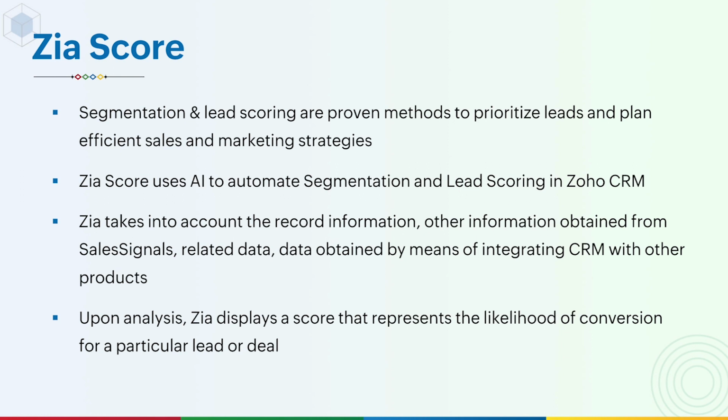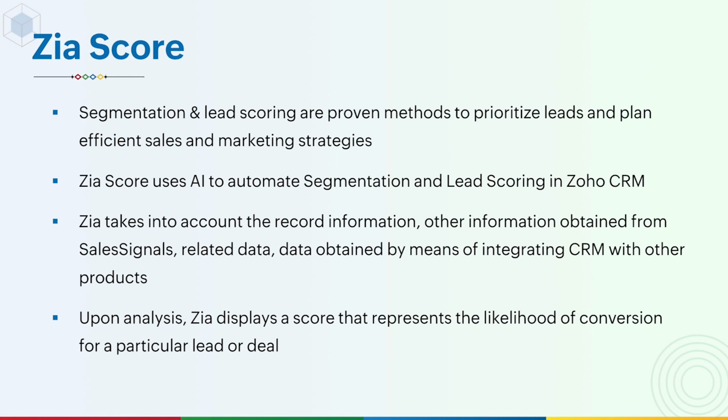Zia analyzes all this information to arrive at a score that represents the likelihood of conversion for a particular lead or deal, making it easier for businesses to prioritize their efforts and allocate resources more efficiently. All scores given will be out of 100. The categories of scores are need improvement, good, and excellent, where need improvement signifies a score range of 0 to 50, good signifies 51 to 75, and excellent signifies 76 to 100.